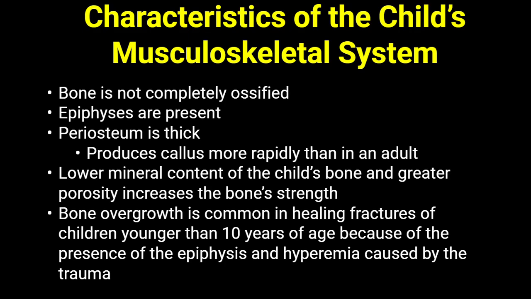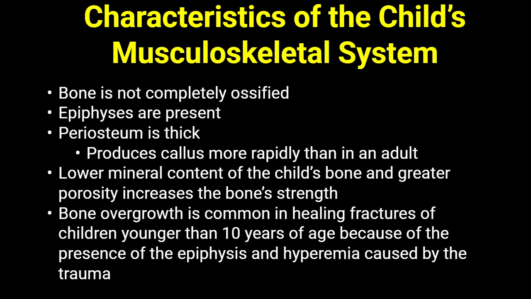It also contains an excellent blood supply and many bone-forming cells, allowing children to produce callus much more rapidly than adults. A callus is the new bone tissue that forms around a fracture during healing. Because of this rapid healing ability, many pediatric fractures heal in just a few weeks compared with the much longer healing time seen in adults.